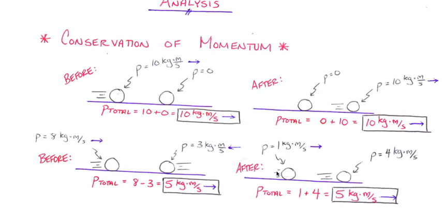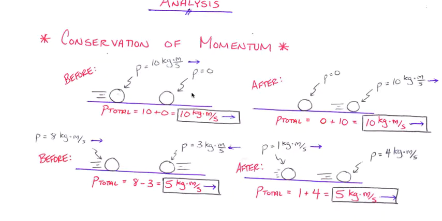Well, afterwards, if this object has its momentum reduced to 1 kilogram meters per second, but it's still traveling to the right, well, this one must be 4 kilogram meters per second, also to the right. How did I know that? Well, my total before was 5. My total afterwards must be 5. So if this one is 1, this can only be 4. Again, it doesn't matter that one of these objects was moving and one was not moving. They were both moving towards one another.